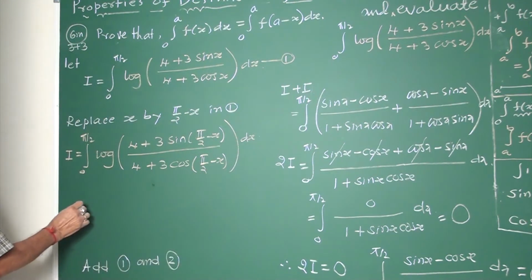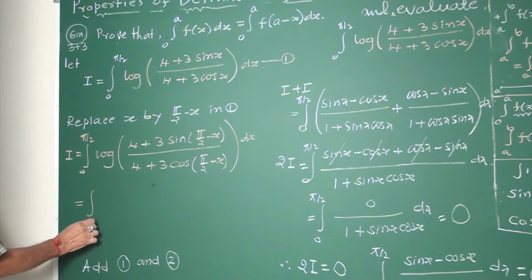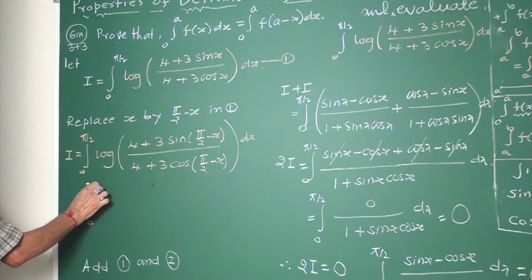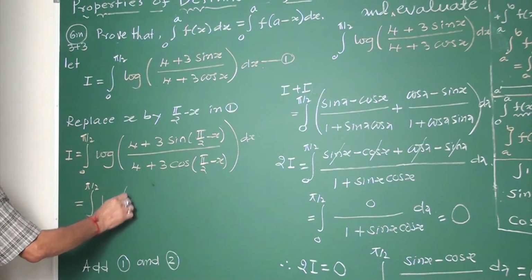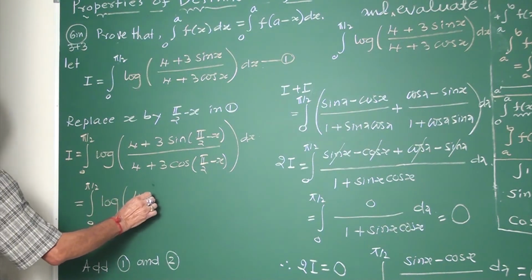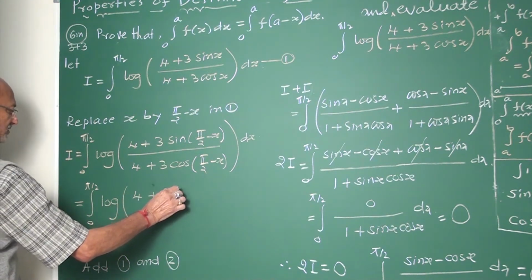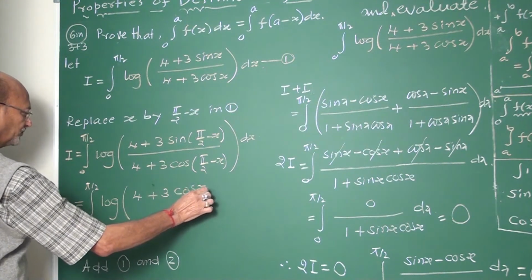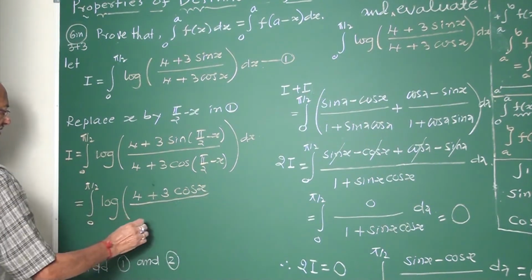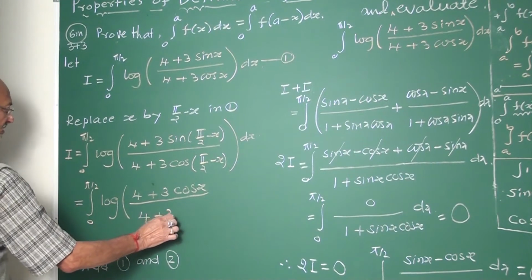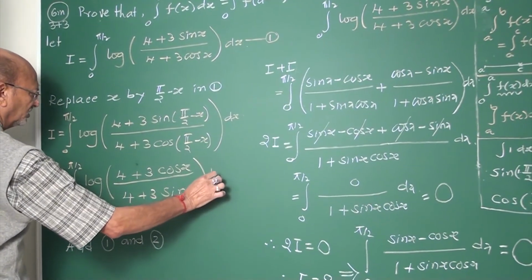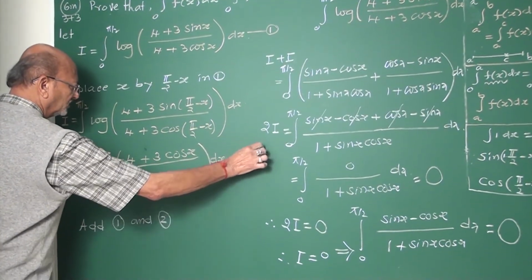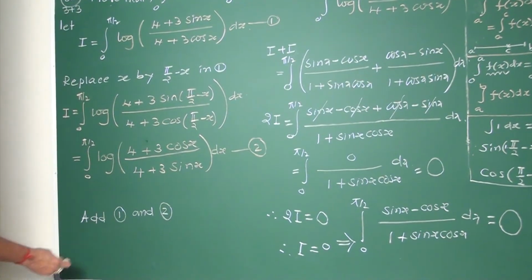Yes. Apply the allied angle formula. 0 to pi by 2 of log of 4 plus 3 sin changes to cos, 4 plus 3 cos changes to sin, dx. Yes, my friend, you add the second. Again, add 1 and 2.